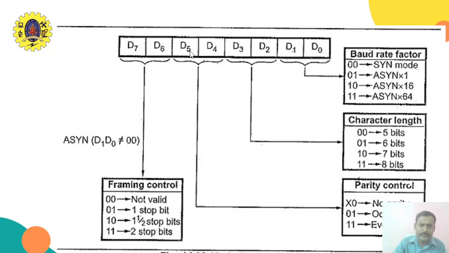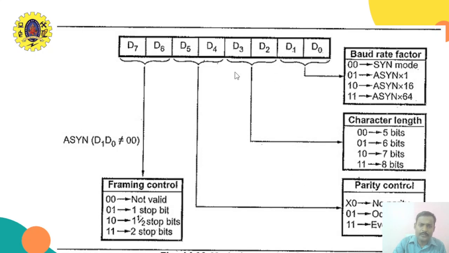Look at D4 and D5. They give the parity control, deciding whether we are going to use parity or not, and whether it is odd parity or even parity. Don't care 0, that means 0 0 and 1 0, these two cases are no parity. 0 1 means odd parity. 1 1 means even parity.